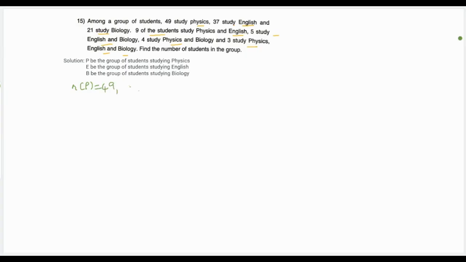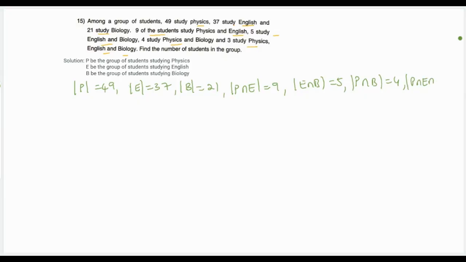You can write this by using the inclusion and exclusion formula. P equals 49, E equals 37, B equals 21. Then P and E is 9, E and B is 5, and P and B is 4. Then P intersection E intersection B is 3. So here we have the formula, by using the inclusion and exclusion property. We have to find n(P union E union B).